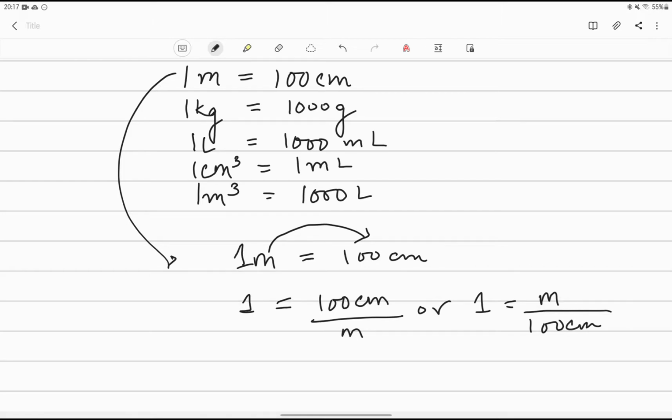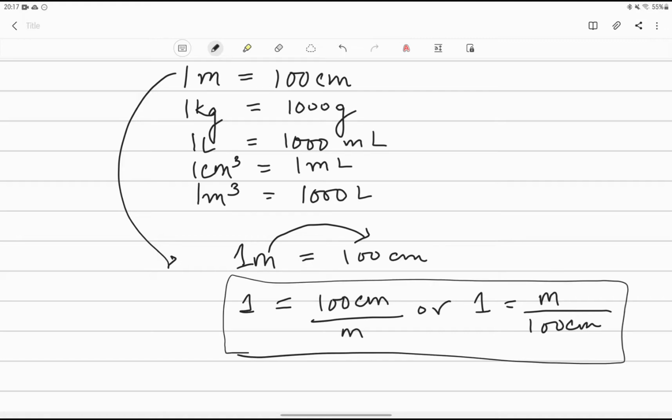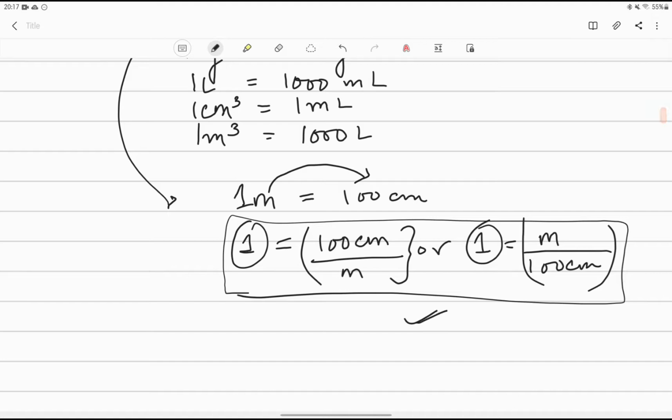So this equation is called the unit conversion factor. Since the ratios here are equal to unity, that is why it is known as a unit factor. Now, if I multiply any physical quantity by this factor, it changes the unit in which the quantity is expressed, but it does not change its value.